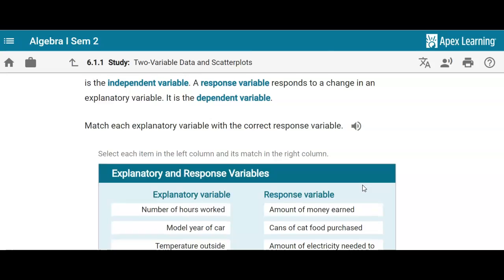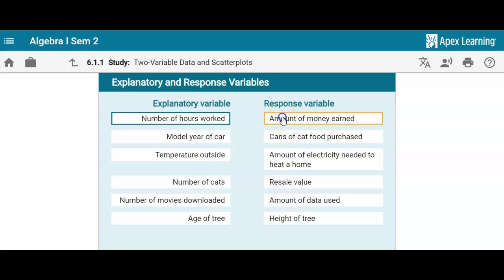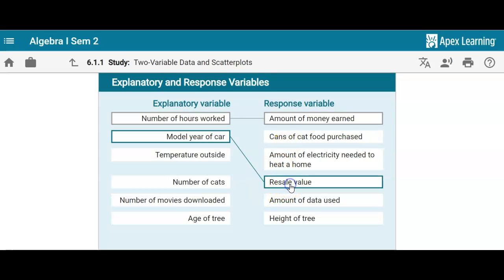All right. Now, looking at this to kind of understand the explanatory and response variables, right? If you had this list of explanatory variables and this list of response variables, which ones go together? So if my independent variable is number of hours worked, what would that help me with here? Well, number of hours worked kind of goes with amount of money earned. The model year of a car, right? Is that going to have anything to do with cans of cat food? No, it's going to have resale value.